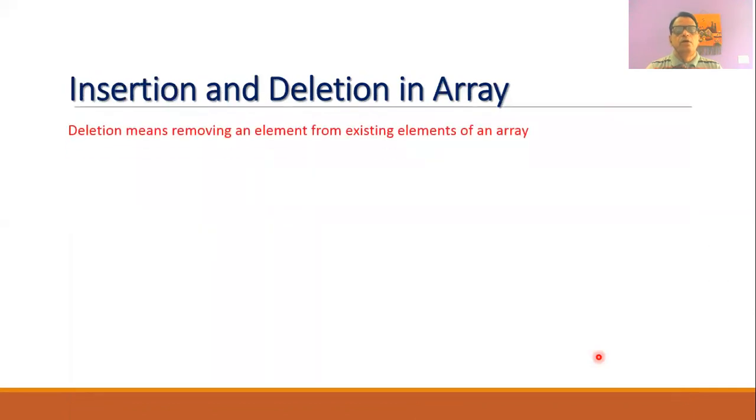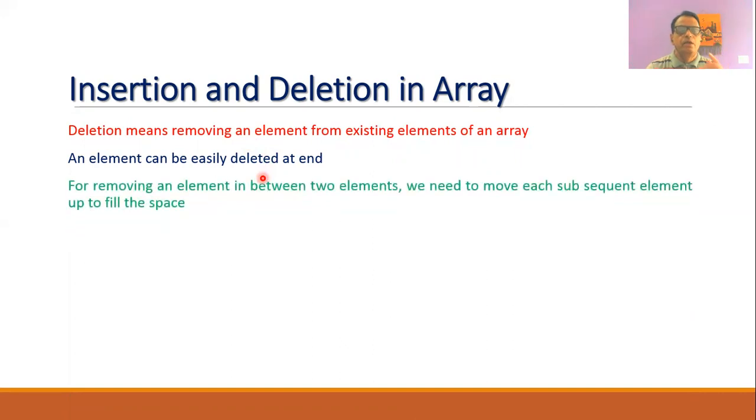Now let us go for another operation, and this operation is called the deletion operation. Deletion stands for removing an element from the existing elements of the array. If we want to delete the element at the end of the array, it can easily be deleted. But if you want to delete an element which is in between two elements, then we need to move the subsequent elements upward so that the vacancy that is created can be filled.